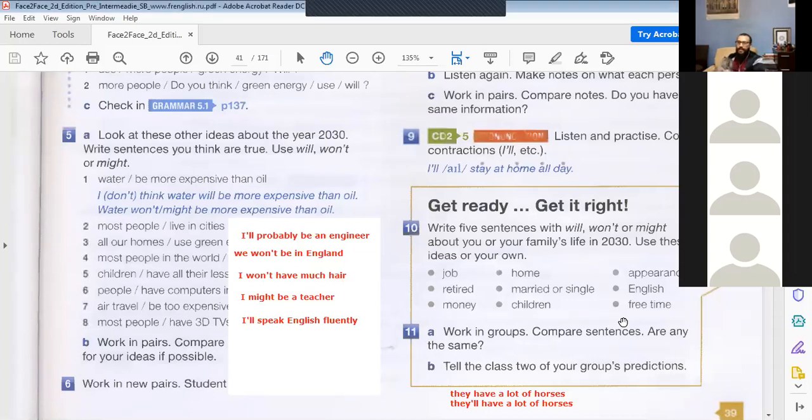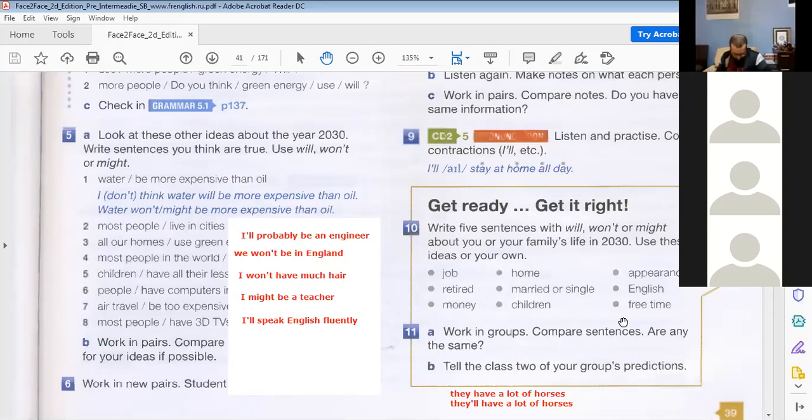Okay, the idea here is you want to make predictions for the future. Write 5 sentences with will, won't, or might. Could I choose any of them, or should I choose all of them? Job, home, appearance, English, free time. No, you don't have to cover all of them, of course. You could choose from them, or if you have anything in particular you want to talk about, you can.